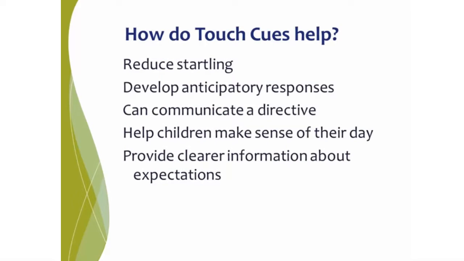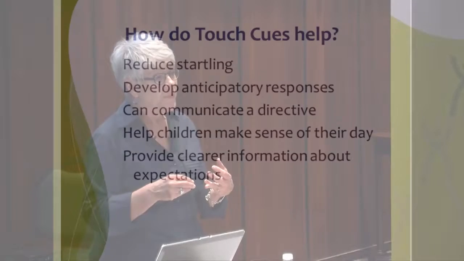We were doing those touch cues, and it's made the same time, every time, by every person who interacts with that child. So everybody has to have the same touch cue for the same activity. How do they help? We all like to know what's going to happen. So for the children that we're talking about, it's going to reduce their startling. It's going to help them learn to anticipate, which is a cognitive skill. It allows you to give them information, helps them make sense of their day, and will let them know kind of what you expect.